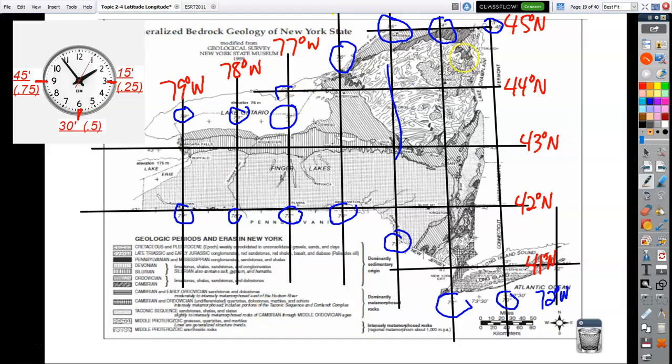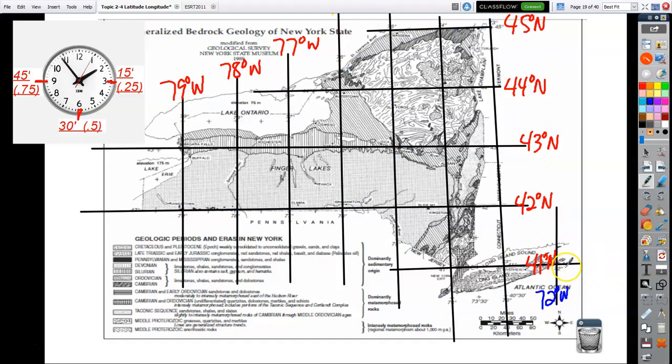So I would create the grid. Draw the horizontal lines for latitude and number them: 41, 42 north, 43, 44, 45. And then I would do the 73s, or 70s, starting with, you could do 72. I did that as well. There's a 72 way out here on the tip of Long Island.